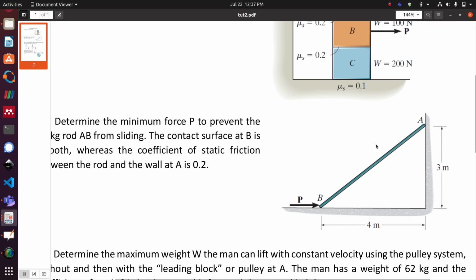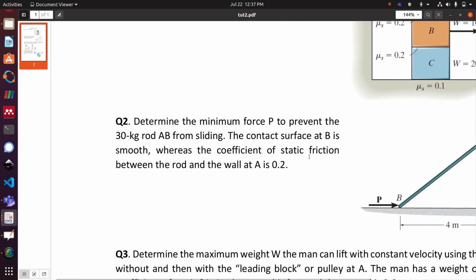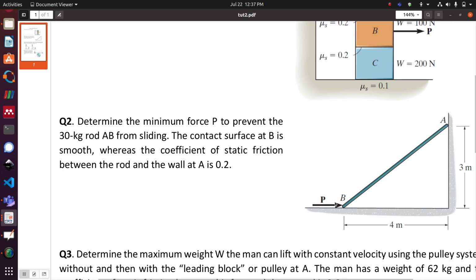So you have a rod here AB which weighs 30 kilogram, and the contact surface at B here is smooth, means there is no friction, and the coefficient of static friction between rod and the wall here is 0.2.